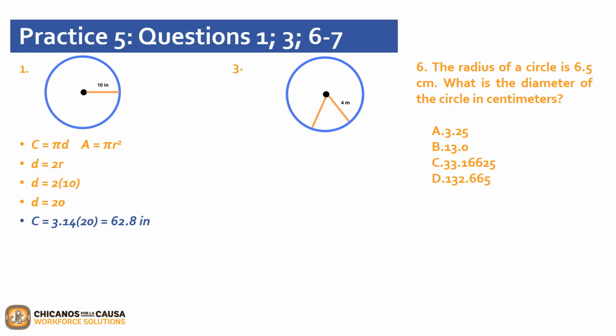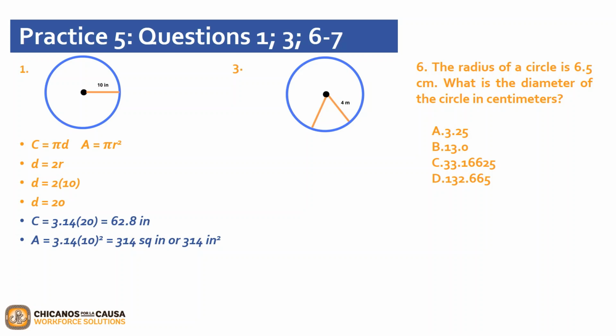So now let's find the area. The area is pi times radius squared. Let's substitute, or replace, the variables with our actual values. So we have for area 3.14 times 10 to the second power, which gives a total of 314 square inches, or 314 inches squared, whatever is your preference.